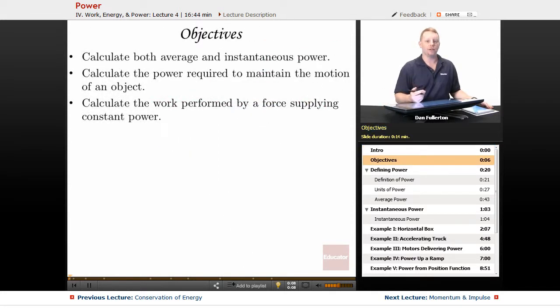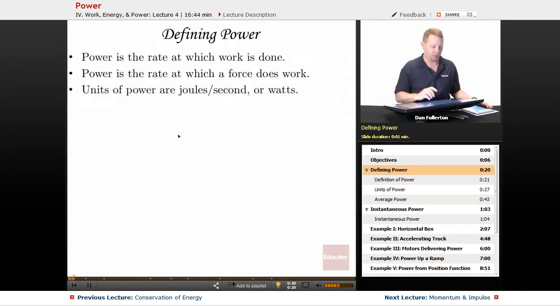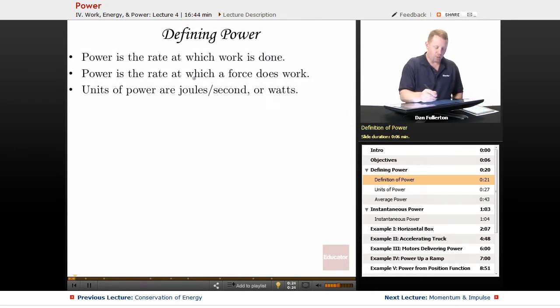Our objectives include calculating average and instantaneous power, calculating the power required to maintain the motion of an object, and calculating the work performed by a force supplying constant power. So let's start by defining power. Power is the rate at which work is done, or the rate at which a force does work. Units of power are joules per second, which we also know as watts, oftentimes given the symbol capital W.